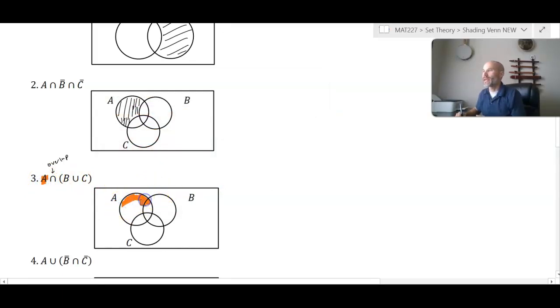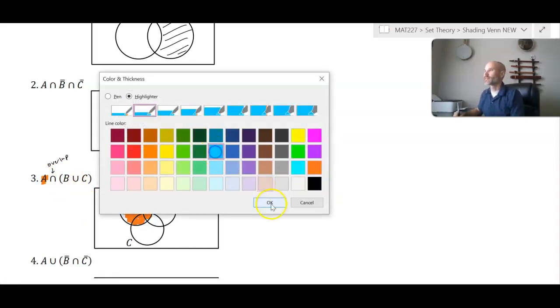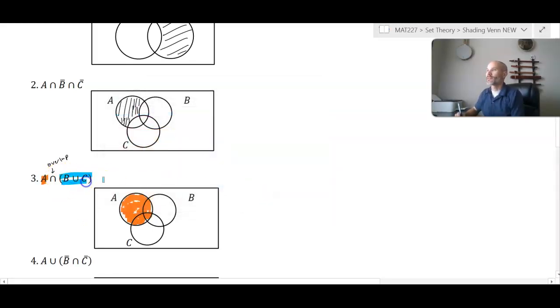So we are in A. That's all of A right there. And then I can shade B union C, because by definition that's everything in B, in C, or potentially in both B and C. So we get a good shading in here so we can see it all. And now what are we looking for? We're looking for the overlap between the blue and the orange, which is precisely just that green region.